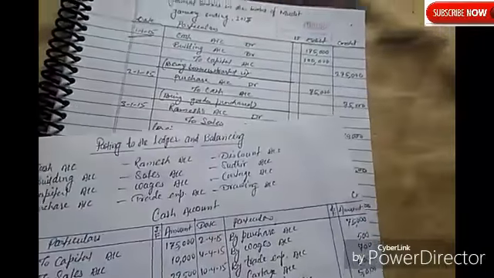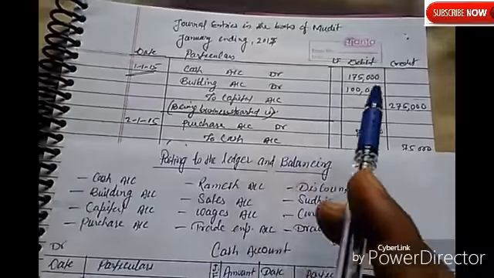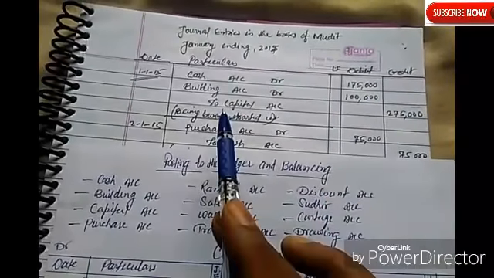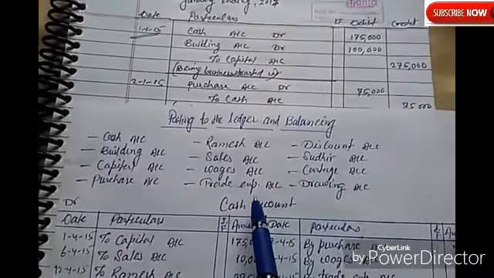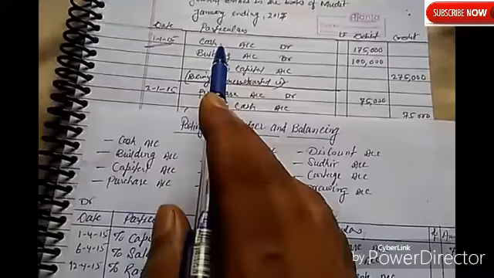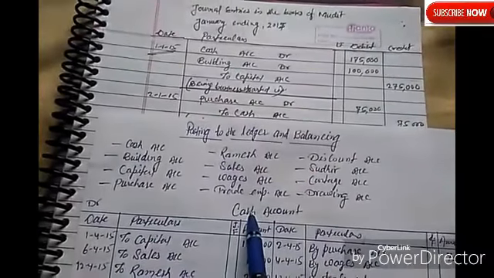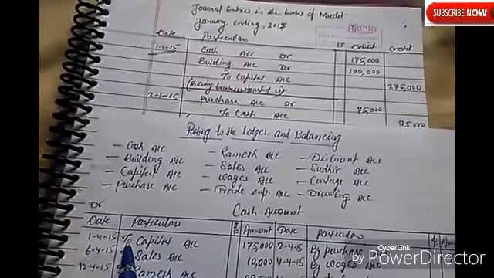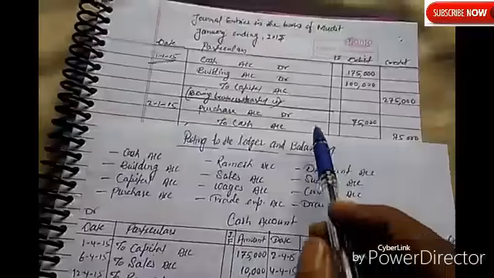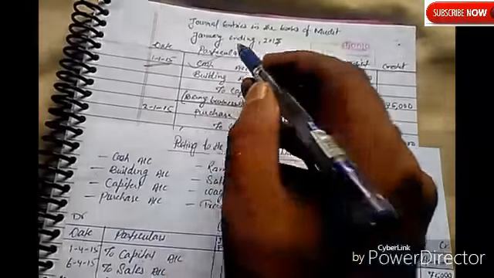See what the first transaction is on 1st January. Cash account debit 175,000, building account debit 100,000, to capital account. So write the heading cash account. Cash is a debit, so write here debit side. Instead of cash, you write to capital 175,000 for this transaction. This is okay.